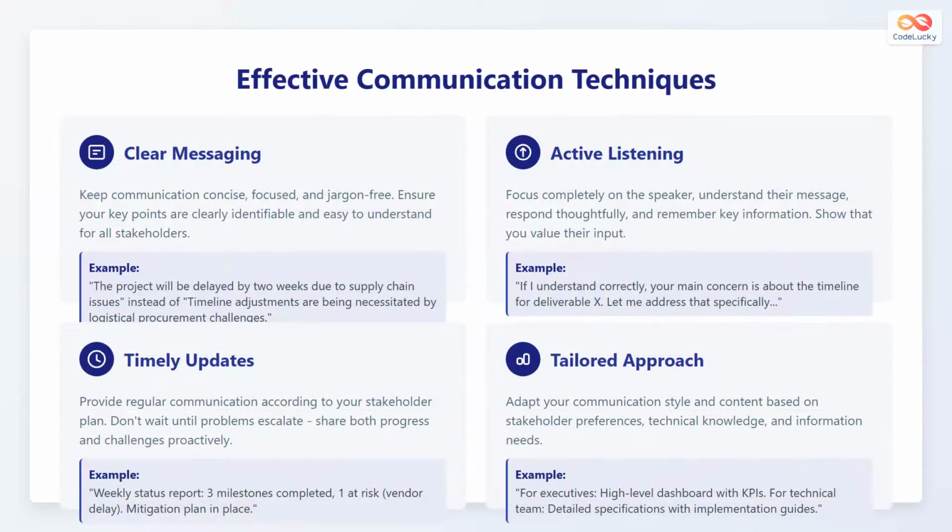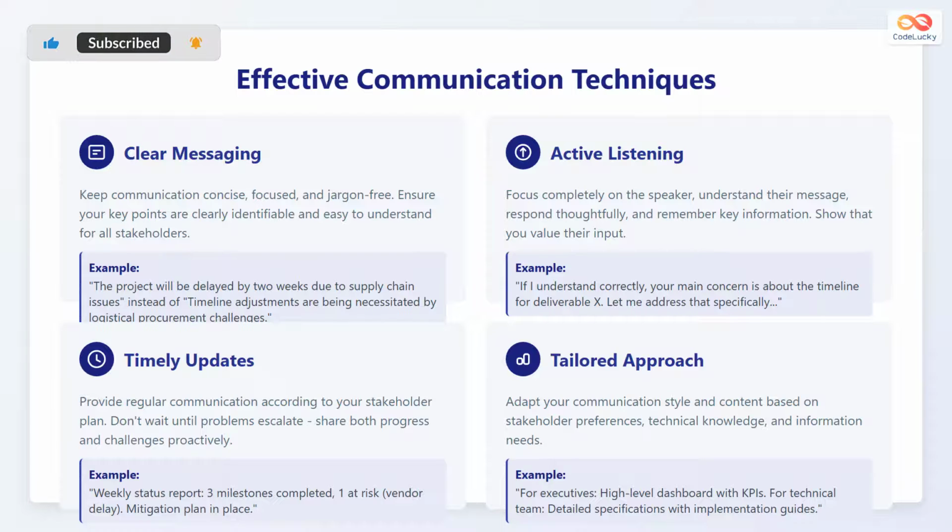To ensure your communication is effective, here are some techniques to consider. First, use clear messaging. Keep your communication concise, focused, and jargon-free, ensuring that your key points are easily identifiable and understandable for all stakeholders. For example, instead of saying, "Timeline adjustments are being necessitated by logistical procurement challenges," say, "The project will be delayed by 2 weeks due to supply chain issues."